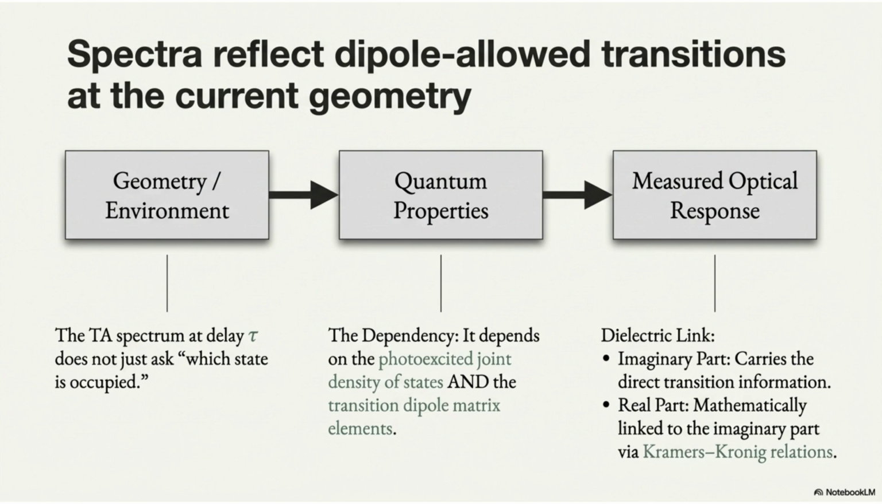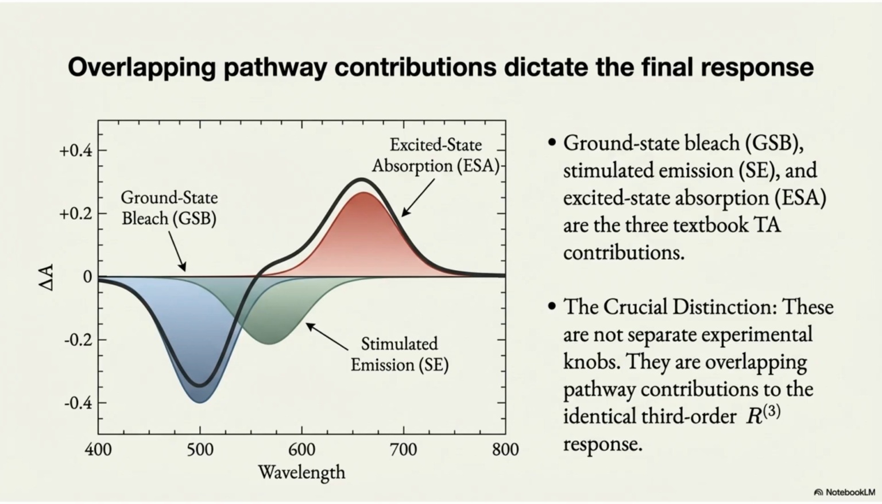The measured optical response depends on the photoexcited joint density of states and the transition dipole matrix elements. The final response is dictated by overlapping pathway contributions. Ground state bleach, stimulated emission, and excited state absorption are the three textbook TA contributions. These are overlapping contributions to the identical third-order response R3.